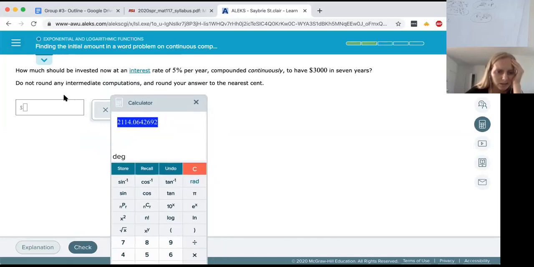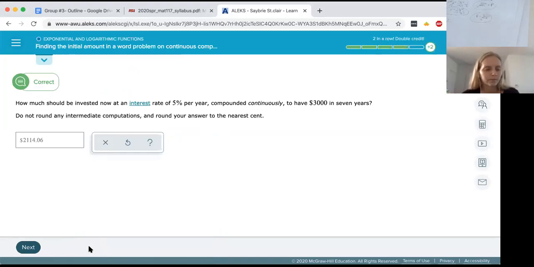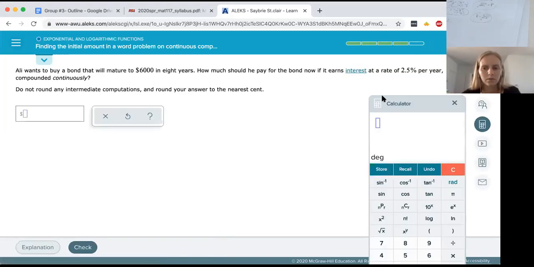So this one's 2,114.06. There you go. When would you round? You got a comma in there. When would you round, though? If it says round to the nearest cent, when would you? If that would have been like 0.065, that would have rounded that cent up to 0.07. You see that? Because you're rounding to the hundredth spot, so you're looking at the number just to the right of it. That's the only way that cent number would go up.